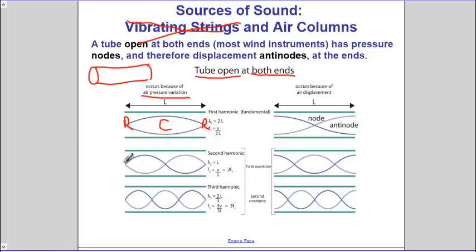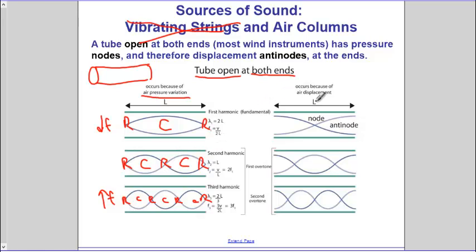Again, now we have variation between rarefaction, compression, rarefaction, compression, rarefaction, and then finally down here, R, C, R, C, R, C, R. Now here we have a relatively low incidence of change in pressure per unit length. So this would be a low frequency sound wave. This is a moderate frequency sound wave. And this is a high frequency sound wave.